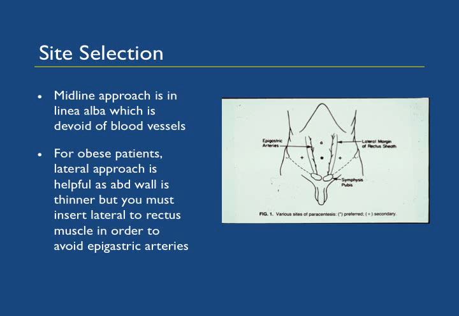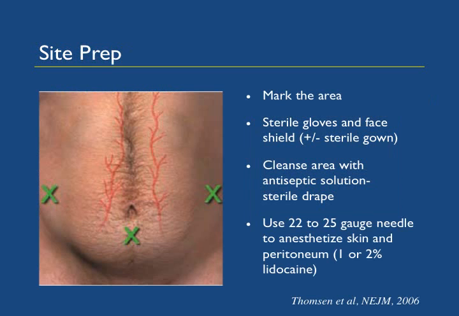However, you must be very careful that your position is low enough to avoid the liver and spleen, and you must also be sure that your location is lateral to the rectus muscle in order to avoid the epigastric arteries. After you have marked your area, be sure to use sterile gloves and face shield. Cleanse the area carefully with an antiseptic solution, followed by sterile drape.